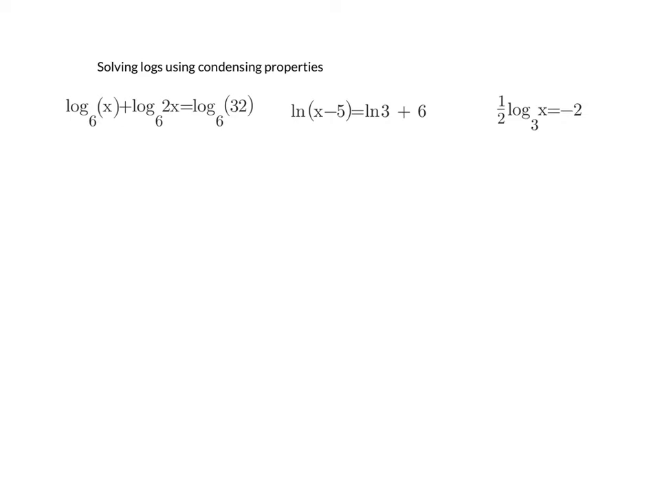Our product property says the log of any base b of m times n can be rewritten as the log base b of m plus the log base b of n. This we're going to use backwards, so if there's addition, we're going to be writing it as multiplication.